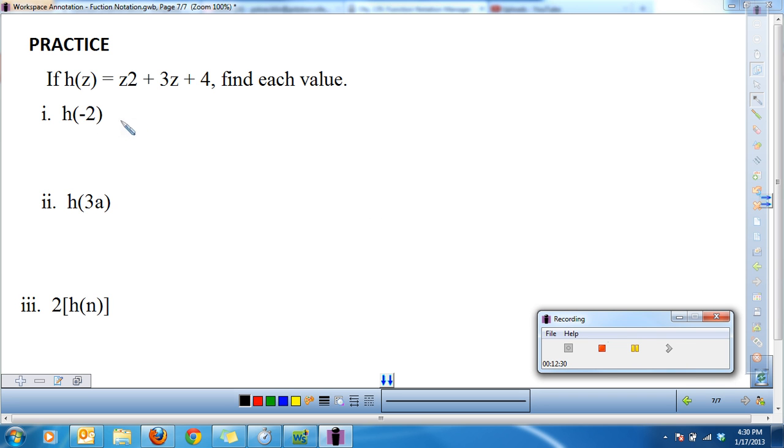Okay, on this first one, there was one typo I want you to fix. Change this to a square. The formatting got messed up. On this first one, we should have had h of negative 2 equals, we should have put negative 2 for every z.